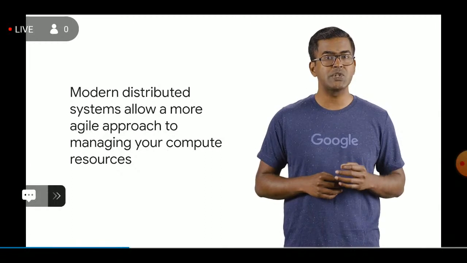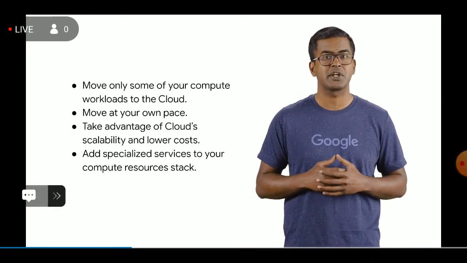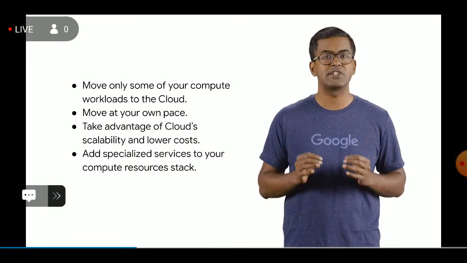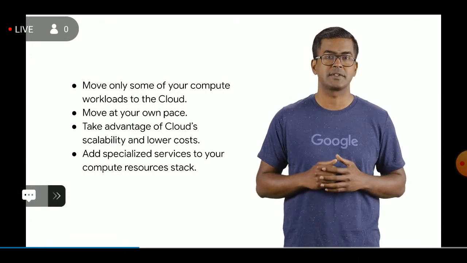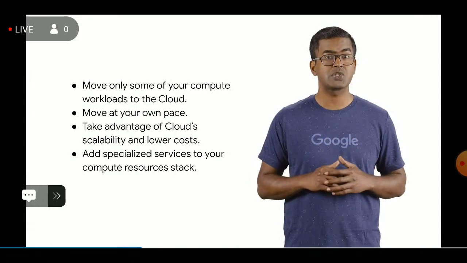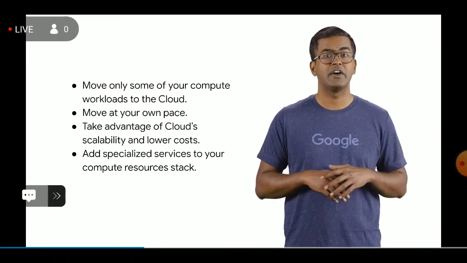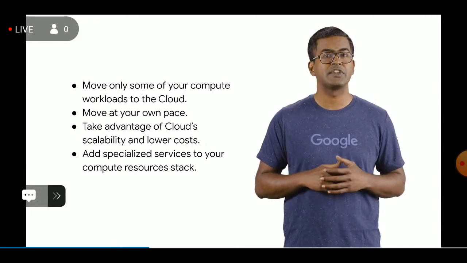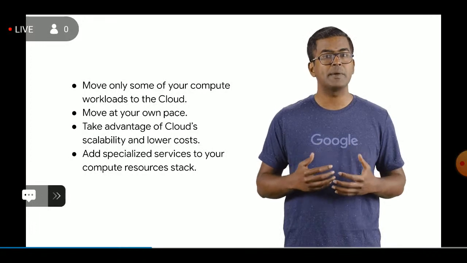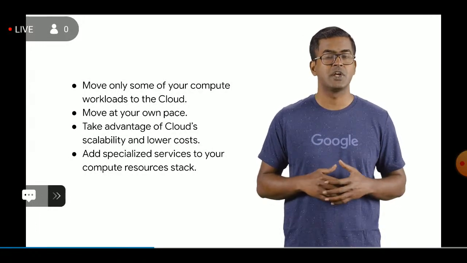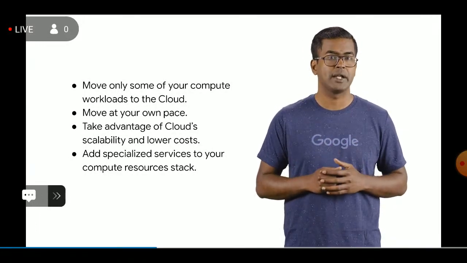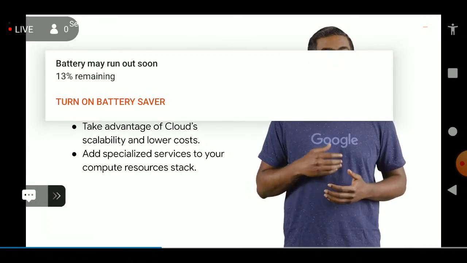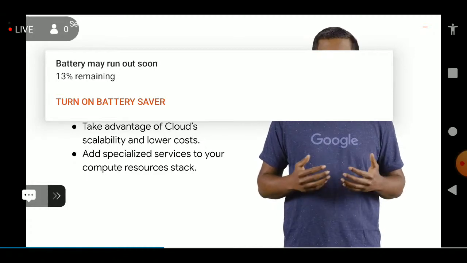To summarize, it allows you to keep parts of your system's infrastructure on-premises while moving other parts to the cloud, creating an environment that is uniquely suited to your company's needs. Move only specific workloads to the cloud at your own pace because a full-scale migration is not required for it to work. Take advantage of the flexibility, scalability, and lower computing costs offered by cloud services for running the workloads you decide to migrate. Add specialized services such as machine learning, content caching, data analysis, long-term storage, and IoT to your computing resources toolkit.